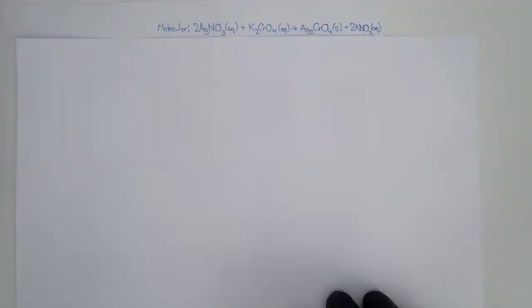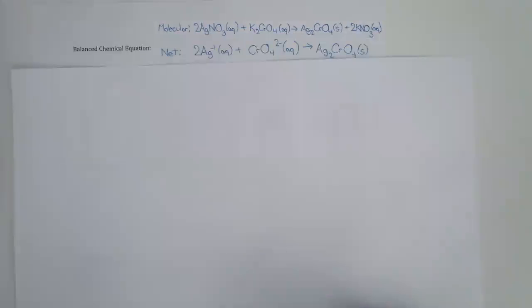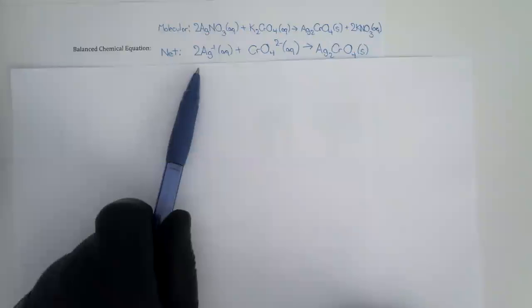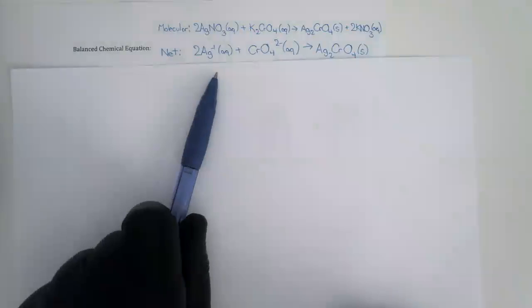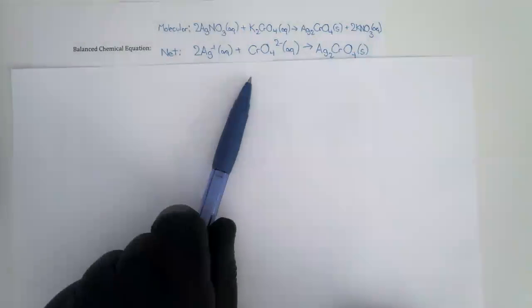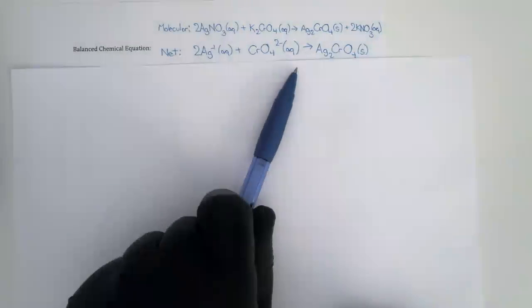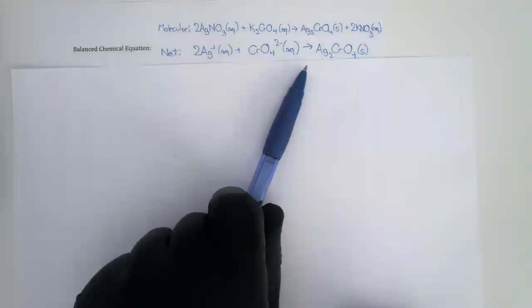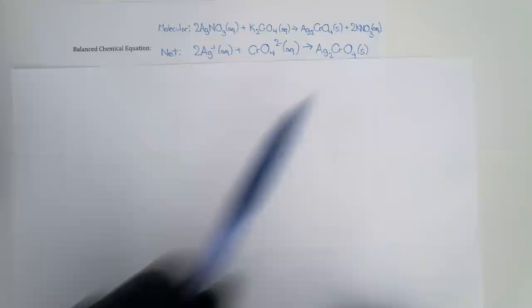Then we write the net ion equation, which is 2Ag plus ion along with CrO4 2 minus ion forming a precipitate of Ag2CrO4.